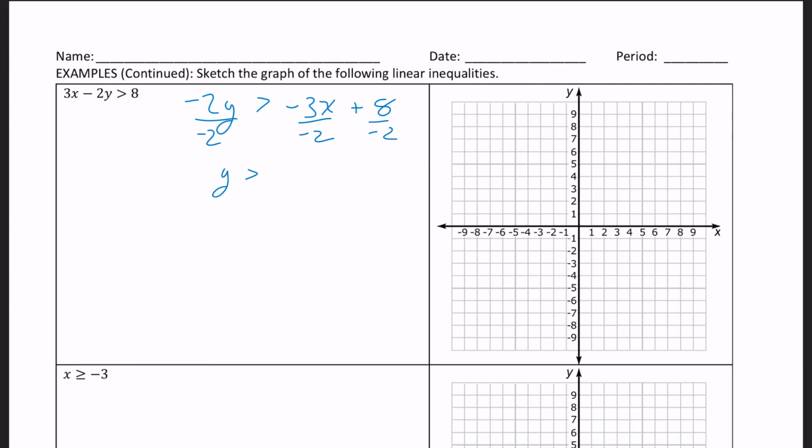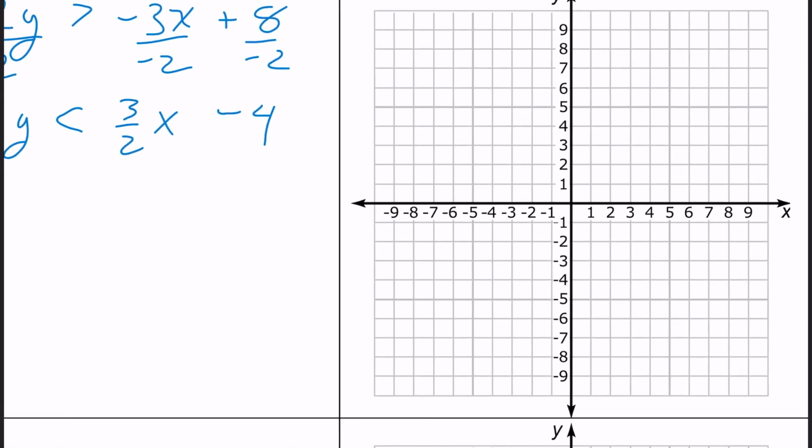So y is going to be, oh dear, I told you all about that last time and then missed it myself. When I divide by a negative, it switches the sense of the inequality. And the 8 divided by the negative 2 is a negative 4. That would give me a negative 4 for my intercept point with a 3/2 slope, rise 3, run 2, and continue that rise 3, run 2 pattern until you get all the way across the graph.